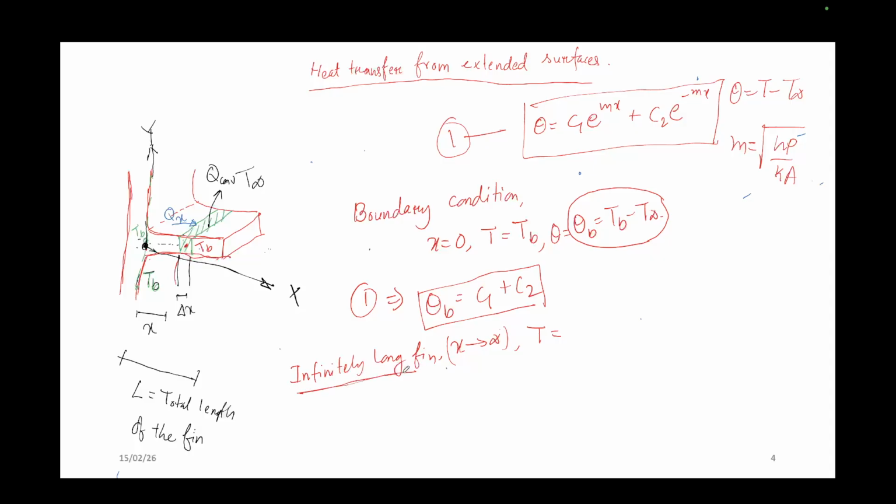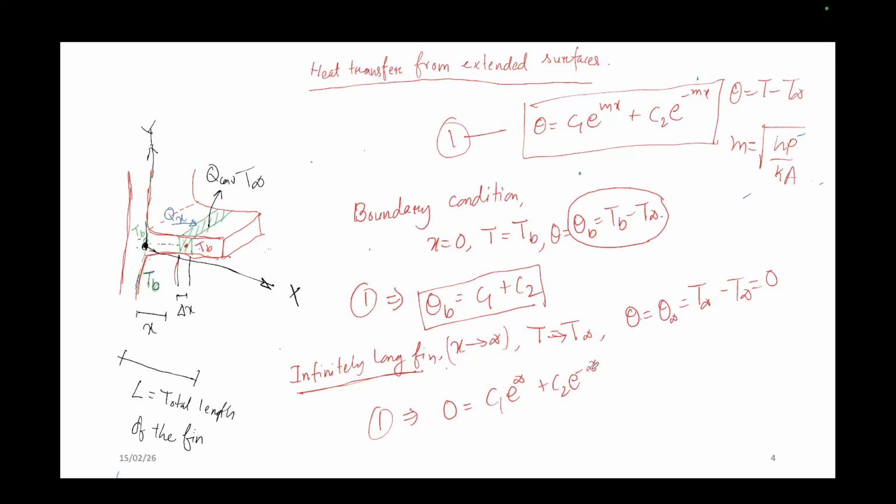Yes, very good. What is T infinity? Yes, the surrounding temperature. Good. So in place of theta I can write theta infinity. What basically is theta? T minus T infinity. So in place of T I can write T infinity, which makes it basically 0, right? So equation 1 can be written as 0 equals C1 e to the power infinity plus C2 e to the power minus infinity.